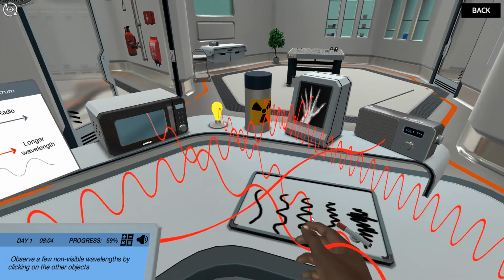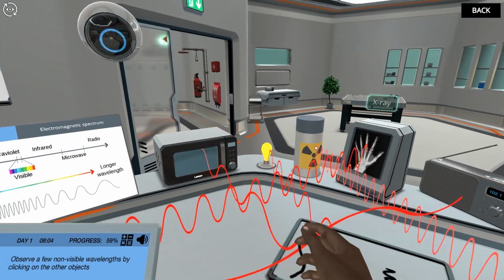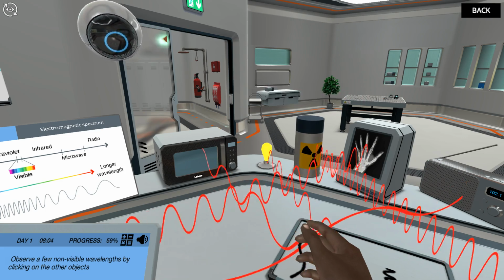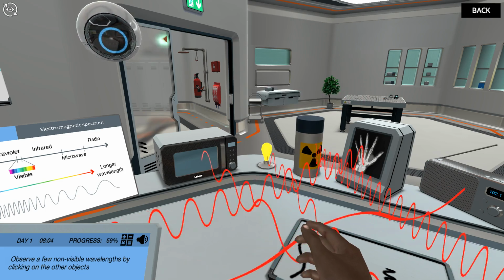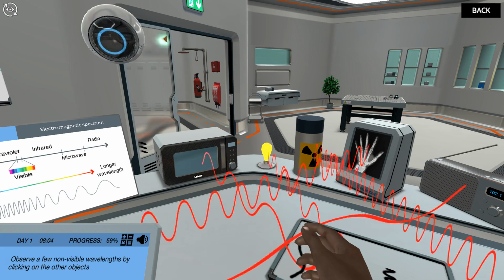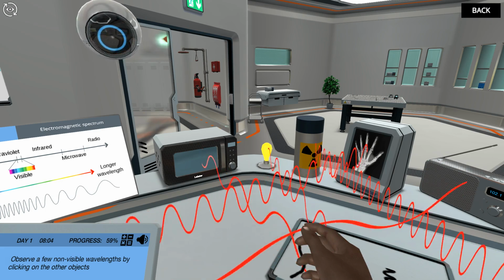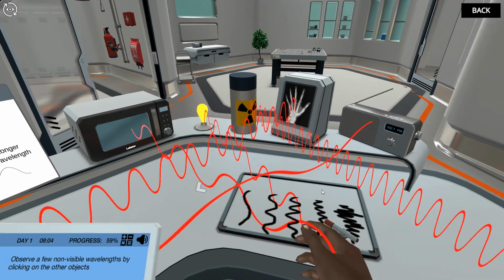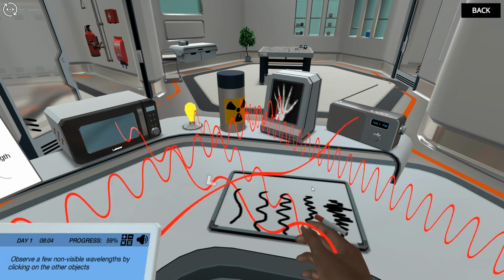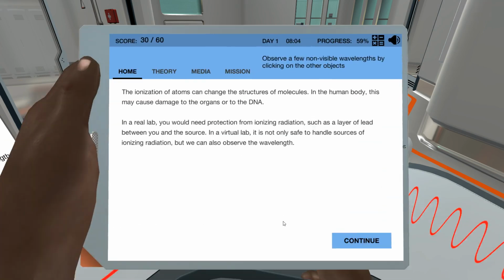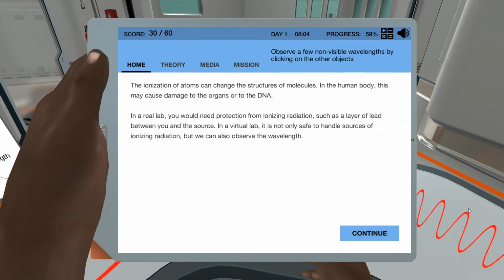X-rays and gamma rays have so much energy that when they interact with atoms, they can remove electrons. Because they take away the negative charge of the electron from a neutral atom, this causes the atom to become charged, or ionized. This type of radiation is called ionizing radiation. The ionization of atoms can change the structures of molecules. In the human body, this may cause damage to the organs or to the DNA.